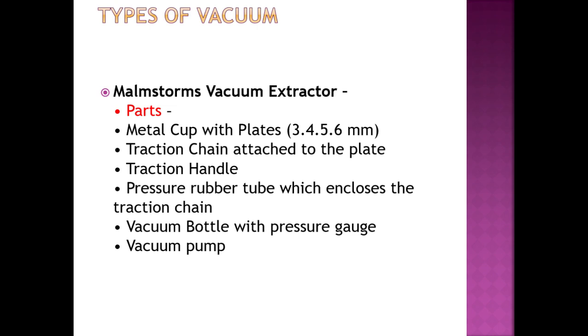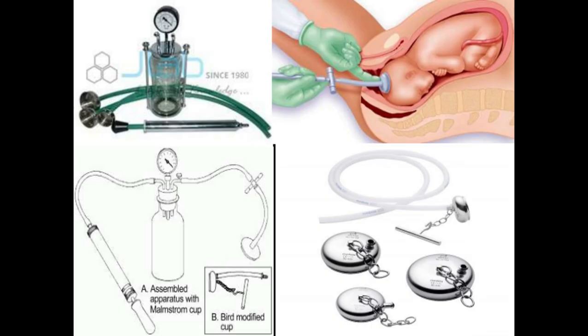The most important types of the vacuum include Malmstrom's vacuum extraction. The parts are the metal cup, traction chain, traction handle, pressure rubber tube, vacuum bottle, and vacuum pump. As you see here, the parts of the vacuum extractor in the pictures.